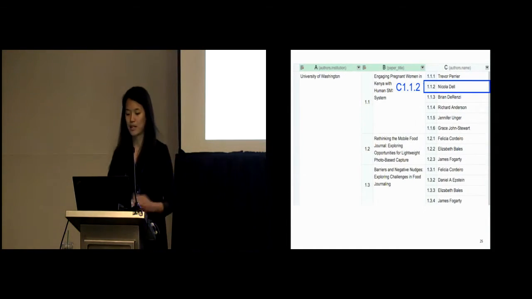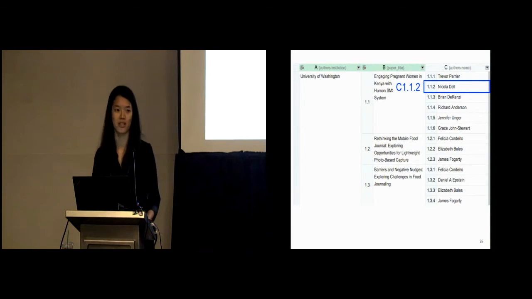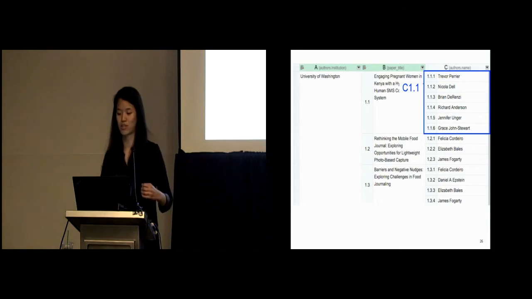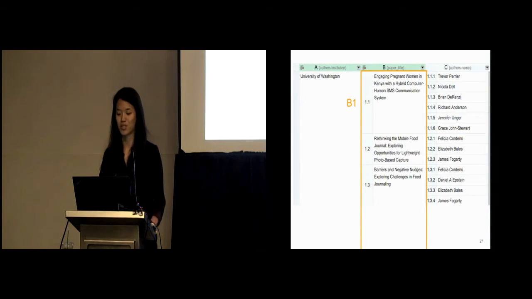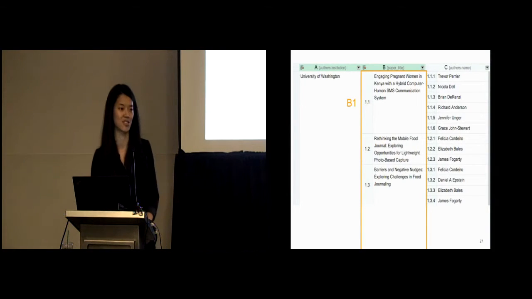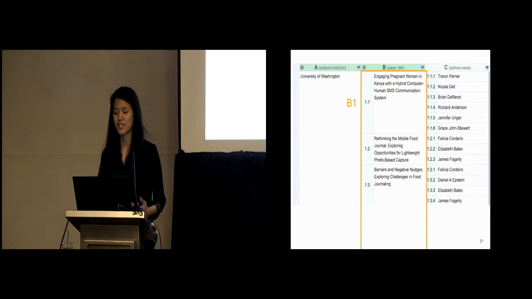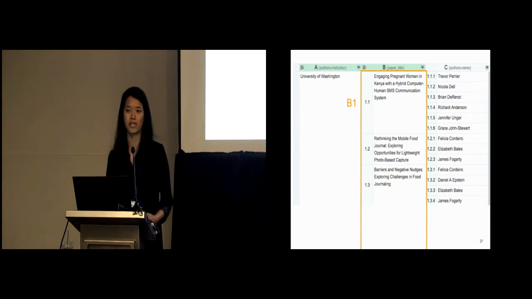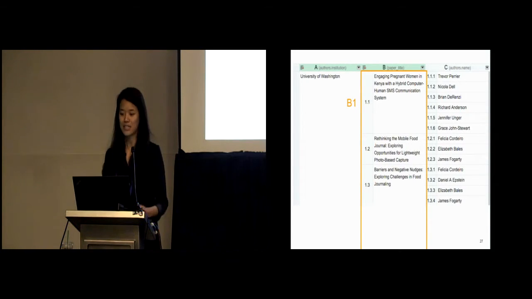So for example, C1.1.2 here selects the cell Nicola Dell. And the user can also select multiple nested values using the parent row label. For example, C1.1 will select all the authors of the first paper, and B1 will select all paper titles from the first institution. So selections that return multiple values can be used in many conventional spreadsheet functions that take a list of values, such as count, sum, and average, to calculate the aggregation of the data.